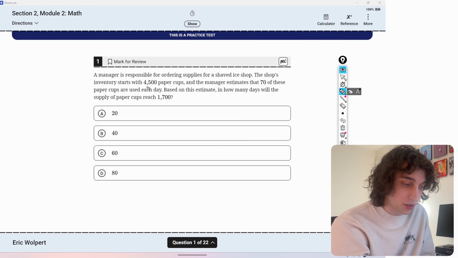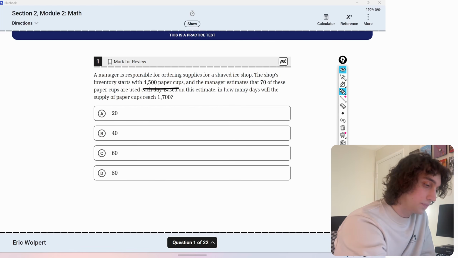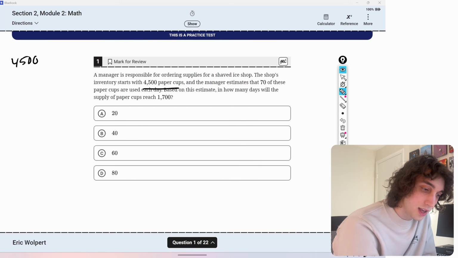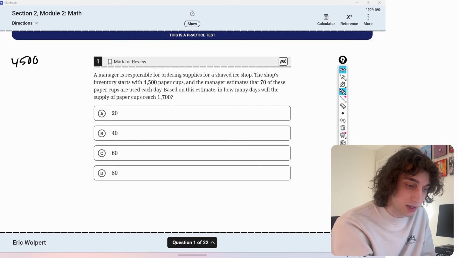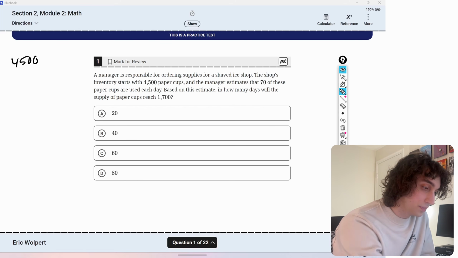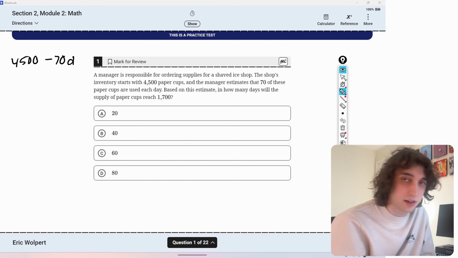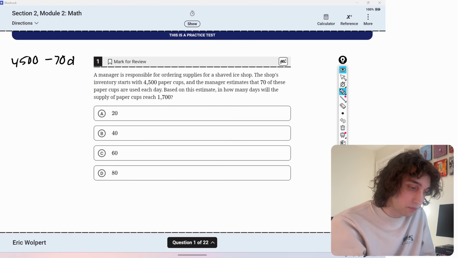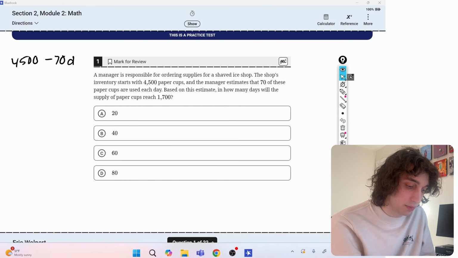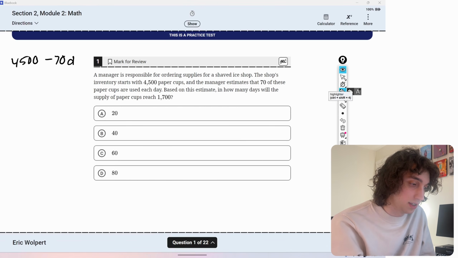The shop's inventory starts with 4,500, so 4,500. And the manager estimates that 70 of these cups are used each day. So we use 70, which means we lose 70 per day. So we'll multiply by the number of days. Based on this estimate, in how many days will the supply of paper cups reach 1,700?